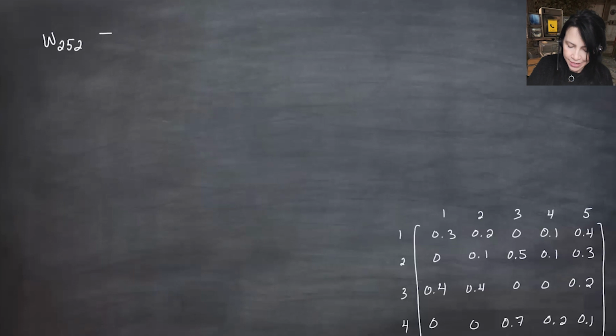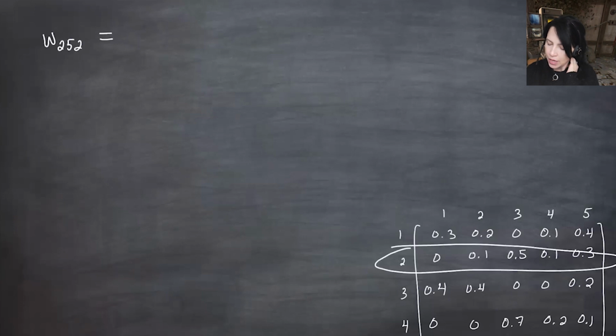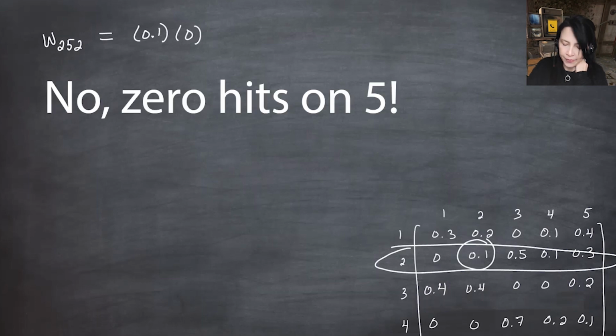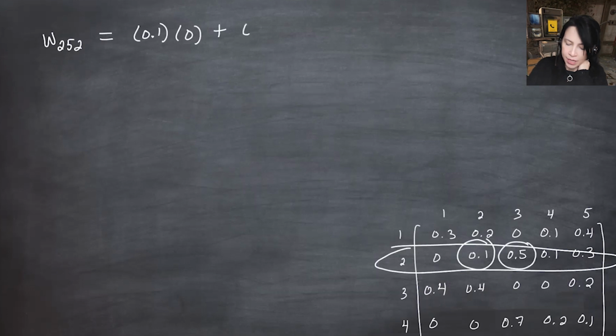W252. Starting at 2, going until I return to 2, so allowing myself to move away from 2. How many times do we hit 5? I'm going to look at my 2 row. With probability 0, I go to 1, so I don't need to write anything there. With probability 0.1, I've moved from 2 to 2, and it is over. So 0 steps. With probability 0.5, I've moved from 2 to 3.